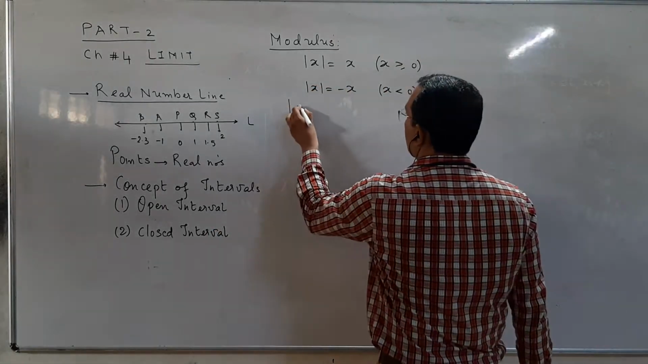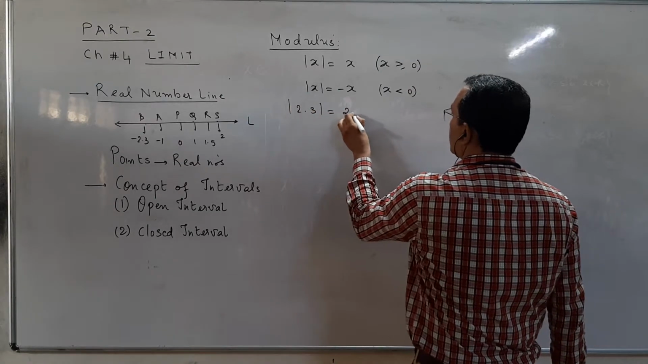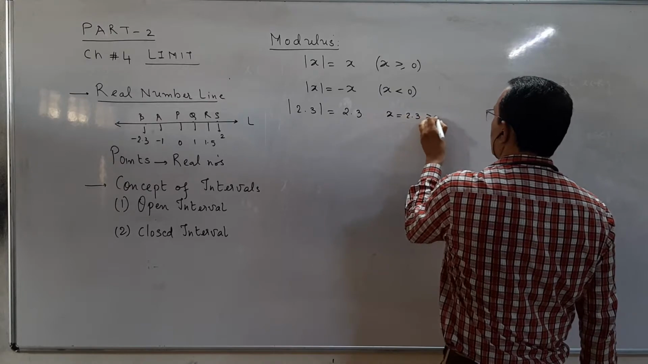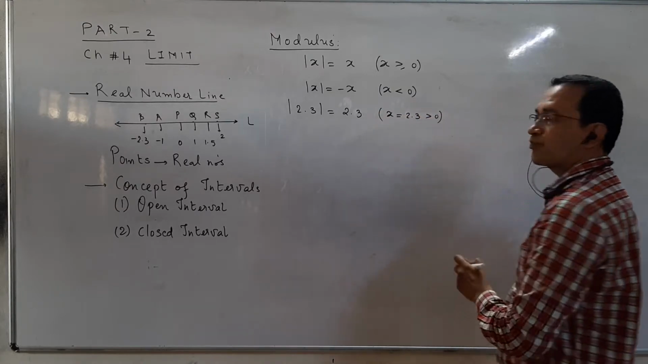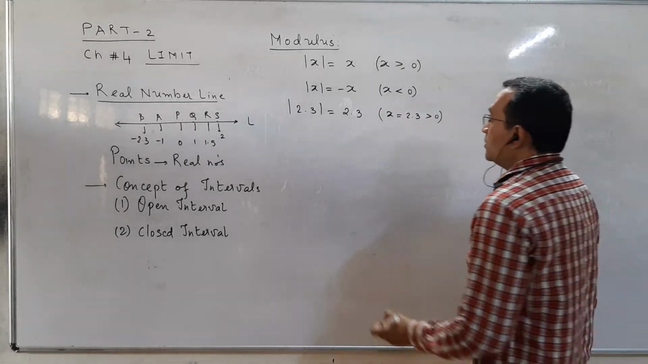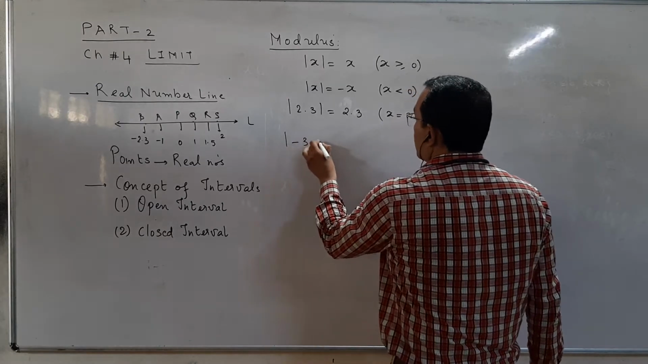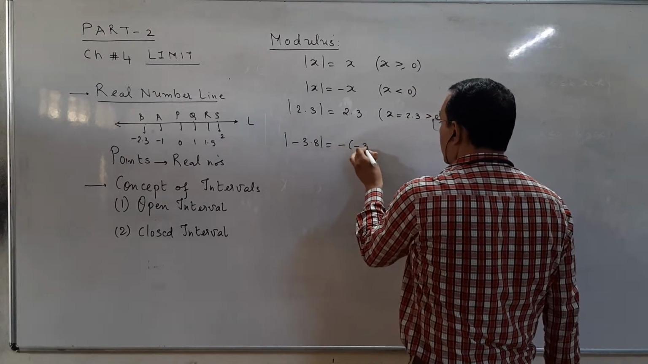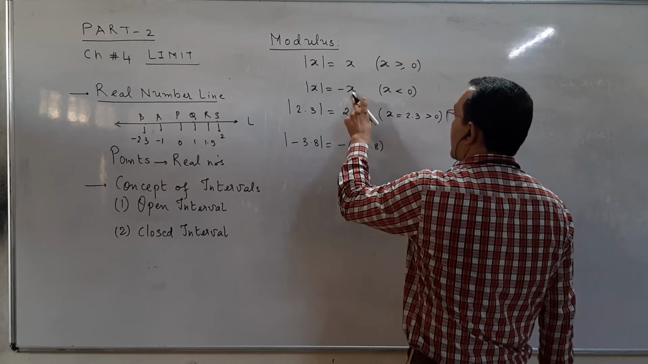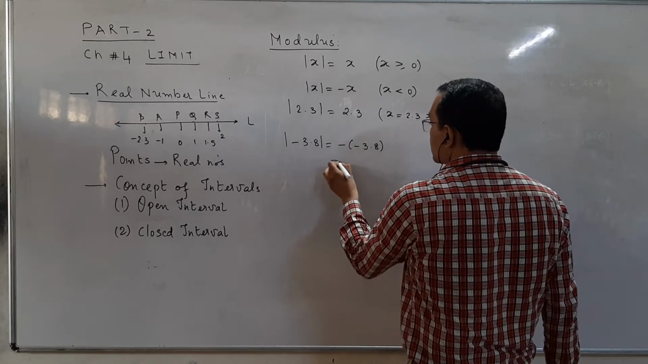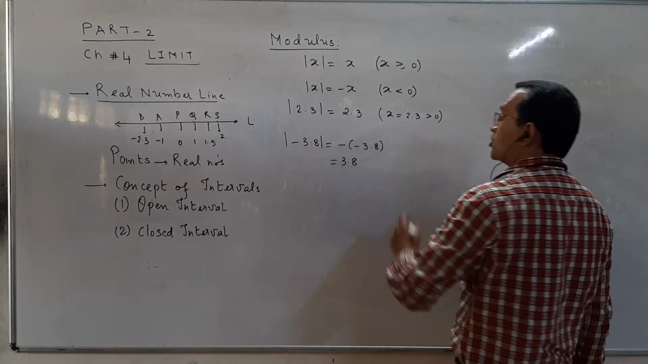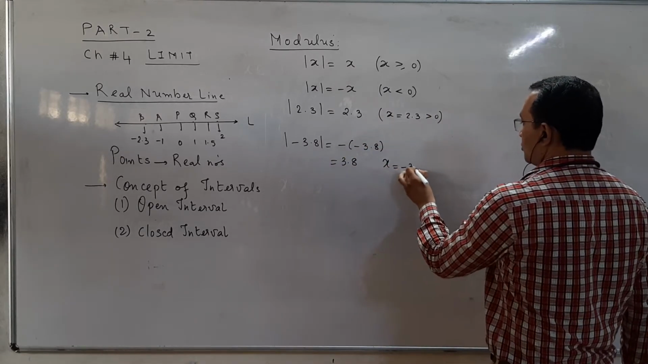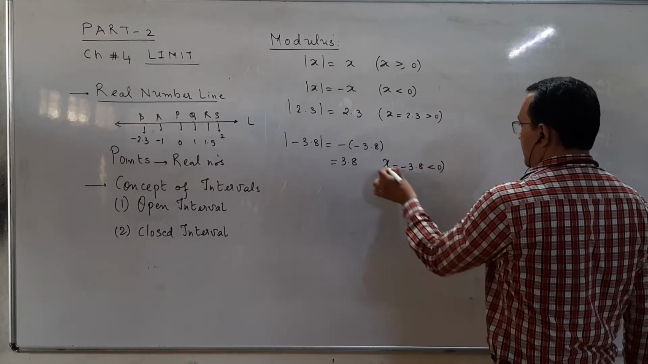Say the modulus of 2.3 is definitely 2.3, because x equal to 2.3 is greater than 0. Now the modulus of minus 3.8 is written as minus of minus 3.8, x with a negative sign, so it becomes positive, and x equal to minus 3.8 is less than 0.